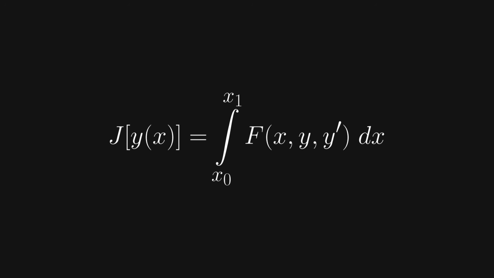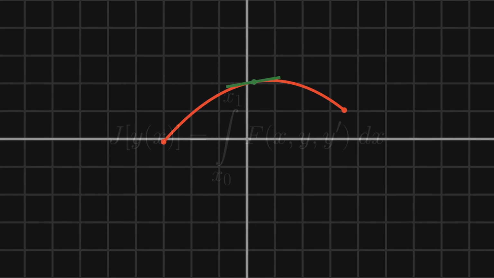We're going to spend the remainder of this video looking at a specific form of functional. J of y of x equals the integral of f of x, y, and y prime dx. If we're given a curve y, f just becomes a function in terms of x, and when we integrate over it, we're essentially summing all of its values over the curve y of x. While this may seem a little pointless now, it ends up being a very important idea.